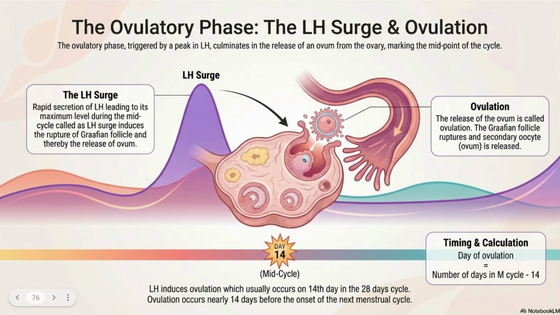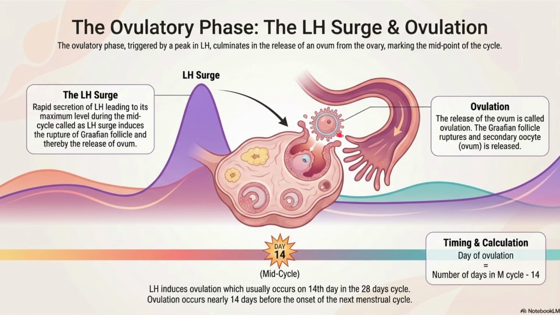So that is general. Then the ovulatory phase. Because LH peaked, because of the LH surge, it is going to cause the rupture of the Graafian follicle. The Graafian follicle stage will break, and the secondary oocyte will be released outside.